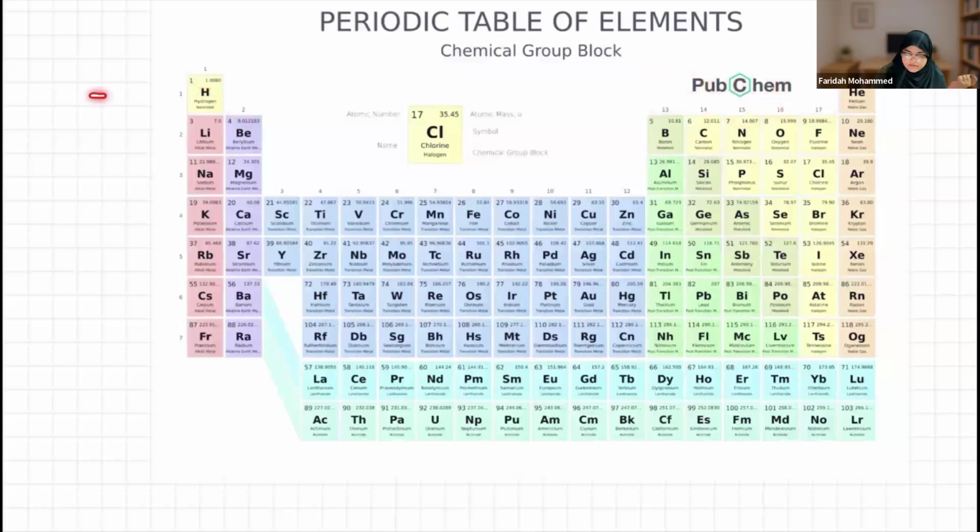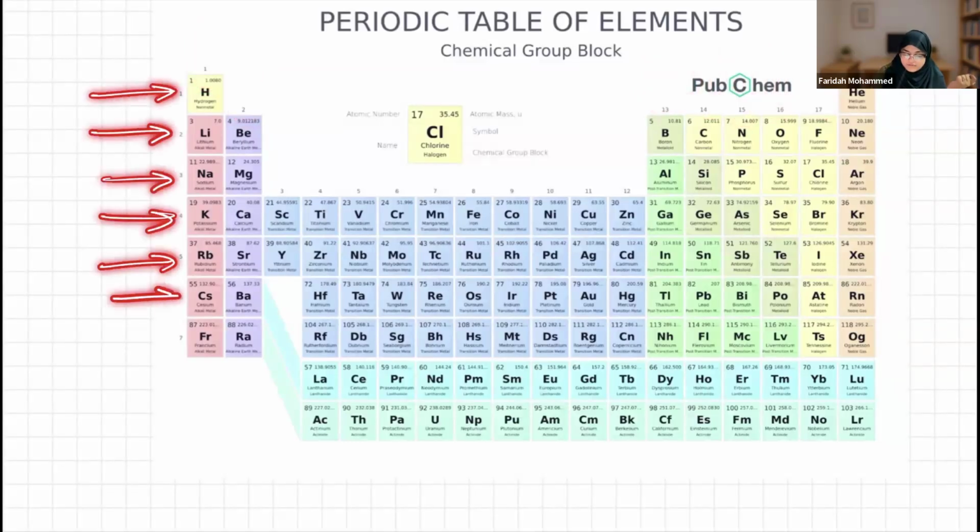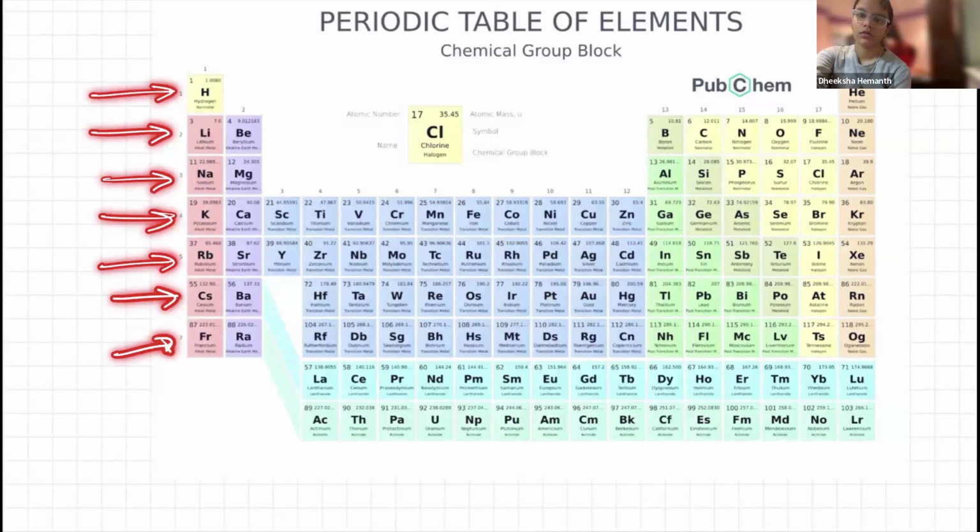What about this? What are these known as? Periods? Okay. What is the similarity all elements have in the same period?